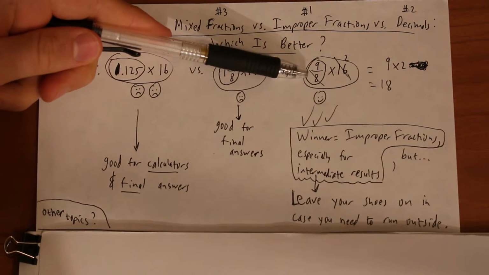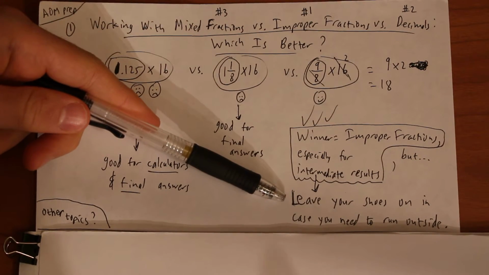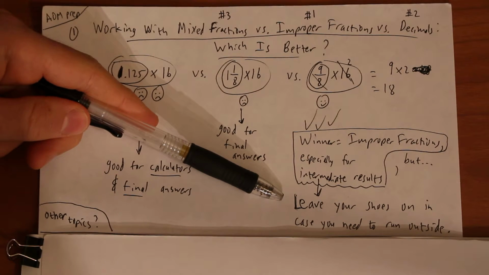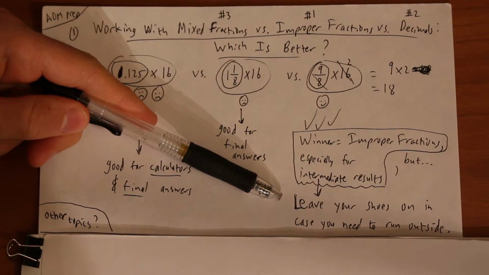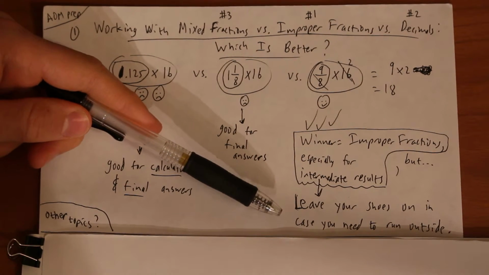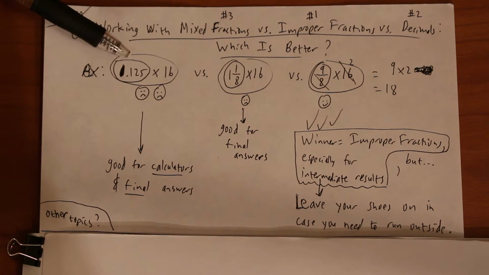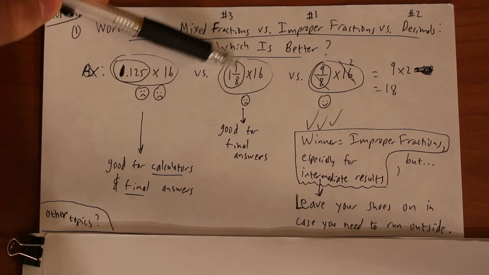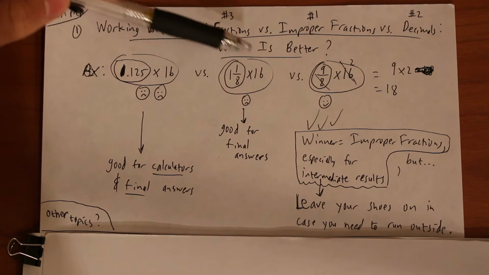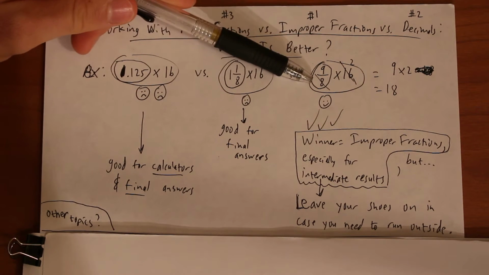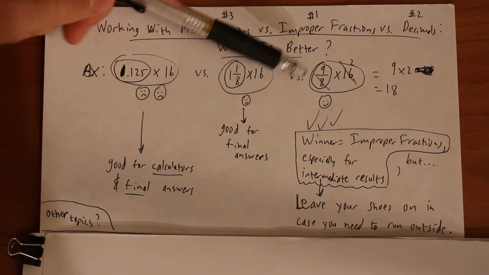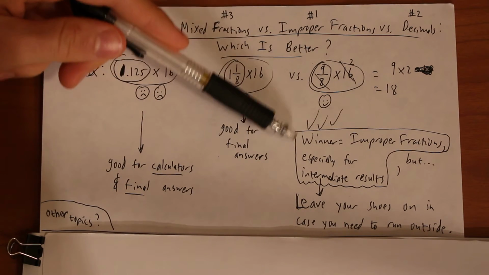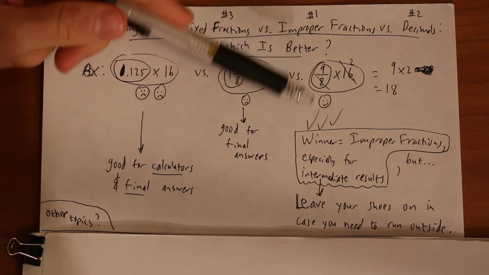Now, just a quick little analogy. I think of improper fractions as kind of leaving your shoes on. If there's an emergency and you have your shoes on, you can run outside. If you don't have your shoes on, you need to first put them on. With decimals and mixed fractions, you kind of don't have your shoes on. So if I told you to multiply by 16, you first need to put on your shoes, turn it into an improper fraction, and only then can you do something. So I really recommend working mainly with the improper fractions.